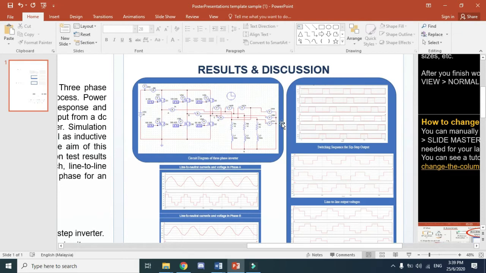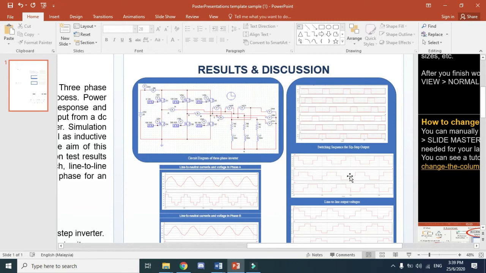Next, for the output waveform, this is the output waveform for the switching sequence for the 6-step output. This is step 1, step 2, step 3, step 4, step 5, step 6. This output waveform is from the voltage probe across every switch.